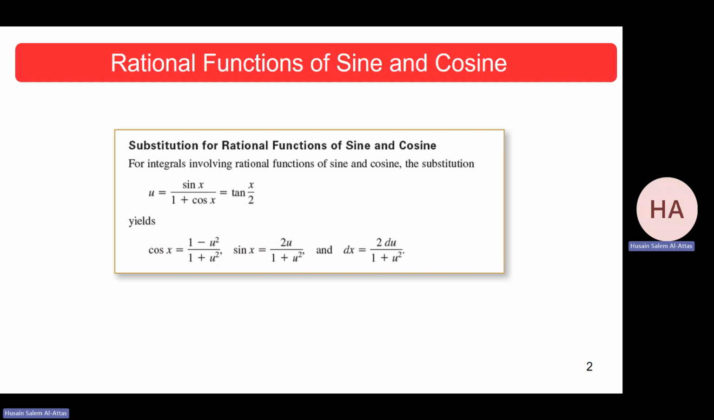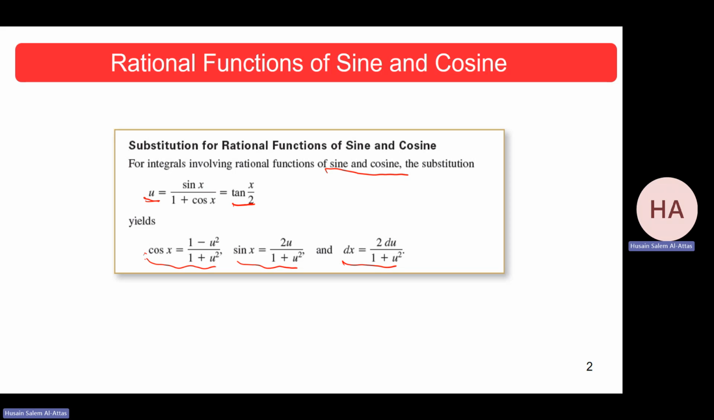What's the idea? For integrals involving rational functions of sine and cosine, we'll do this substitution: u equals tan x over 2. After some calculation, they found that if I do that substitution, then cosine x I can write like this, sine x will be like this in terms of u, and dx is this.